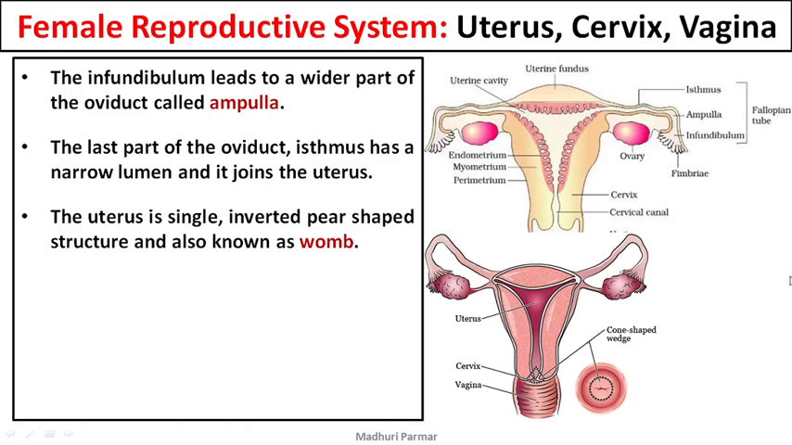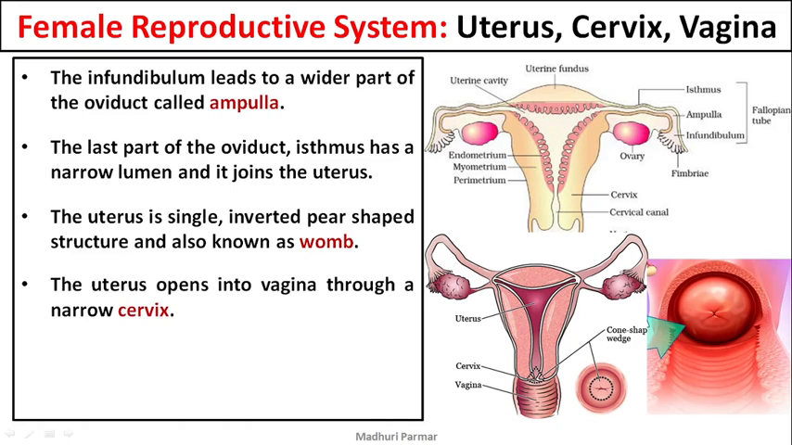It is also known as womb, as I already mentioned, and the uterus opens into a narrow region which is known as cervix. This part here is cervix. The canal is known as cervical canal. This region in general is known as cervix. It is a very muscular part, and in between is the canal, known as cervical canal.